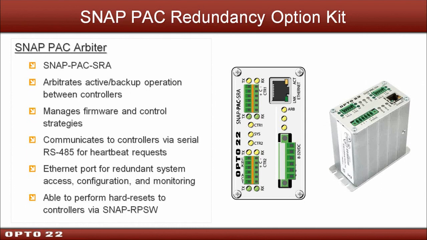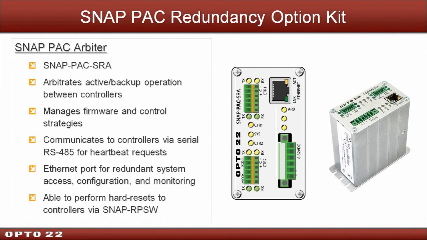The arbiter also includes an Ethernet port. This port is typically used to monitor the system. So the redundancy manager uses the Ethernet port to communicate with the arbiter. It's not required, but it's certainly usually used.